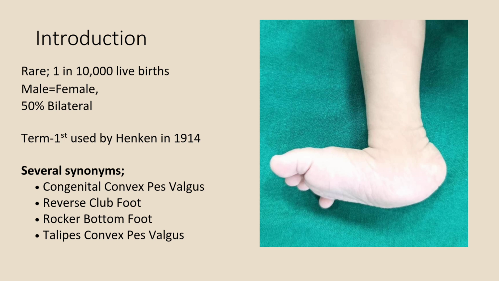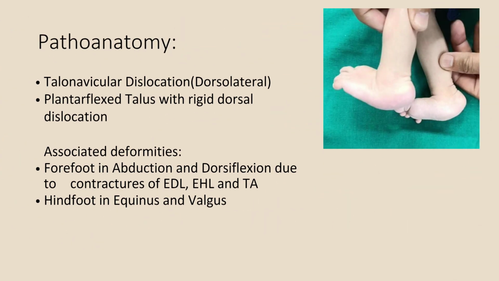It was first described by Hankin in 1914, and there are several synonyms: rocker bottom foot, reverse clubfoot, congenital convex pes valgus. The pattern, as I told you, is a dorsally dislocated talonavicular joint and a plantigrade talus. It is very rigid. It is associated with abduction and dorsiflexion of the foot due to contracture of the extensor hallucis longus, as well as a very tight tendo Achilles. So that's why the hind foot is in equinus.